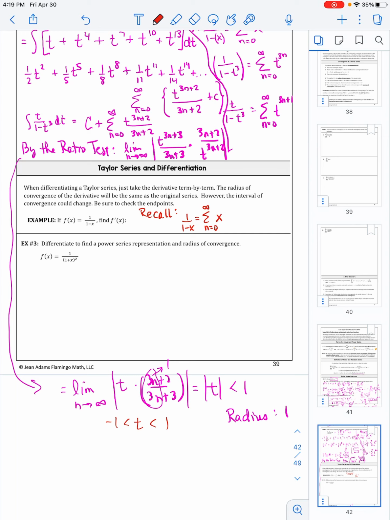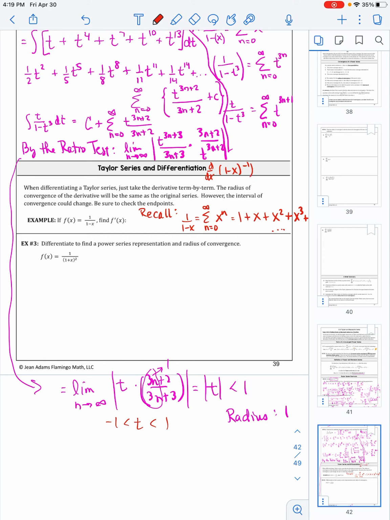So again, we're going to recall that 1 over 1 minus x is going to be equivalent to the summation from n equals 0 to infinity of x to the n. So when I put 0 in, I get 1. When I put 1 in, I get x. When I put 2 in, I get x squared. When I put 3 in, I get x cubed, and so on. Okay?